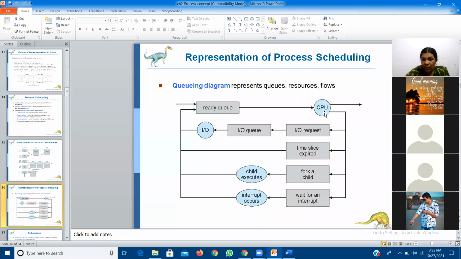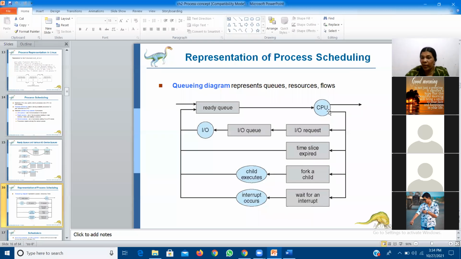Right now the parent process is on the CPU. It has executed some part of itself, then creates the child. After creation of the child, it switches the processor from itself to the child, executes the child, and again it goes to the ready state. From the ready state it again comes to the CPU, like that. Or some of the processes are waiting for an interrupt, so they are treated as lower priority processes.